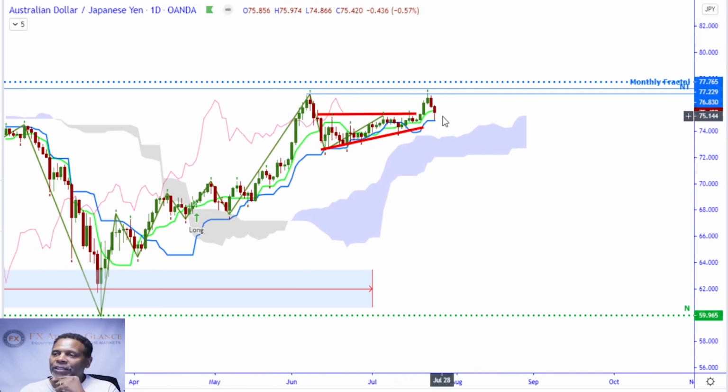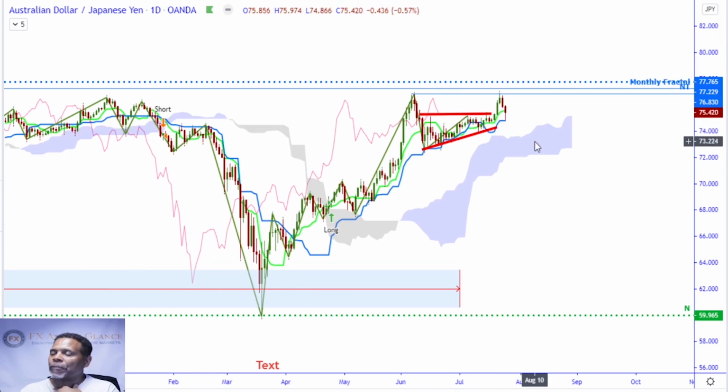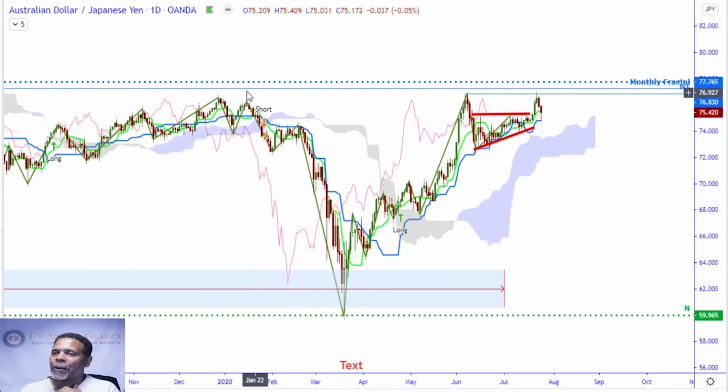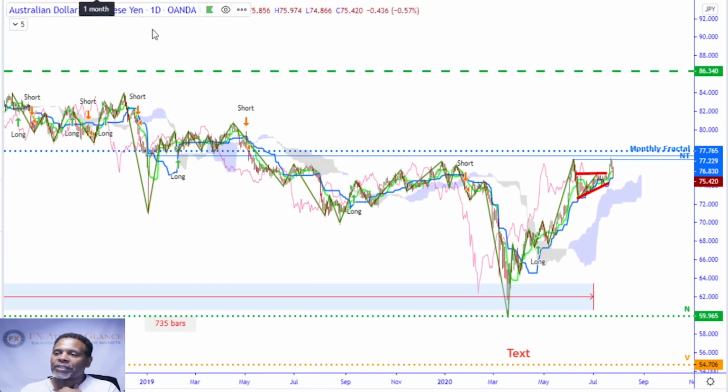I don't have an entry to get into the market yet, but I'm going to watch for signs of Ichimoku where we get crossed over and everything. Still looks pretty strong to the upside based off of what Ichimoku has shown me, but we're coming into some levels. The higher time frame is taking dominance over this chart, and we'll see where it bounces off of this level and drops to the downside. Okay, so that's what we're looking at with this Aussie yen.